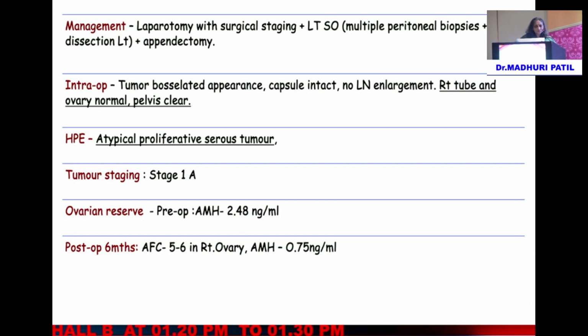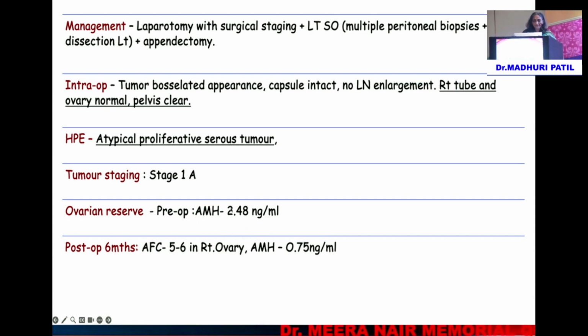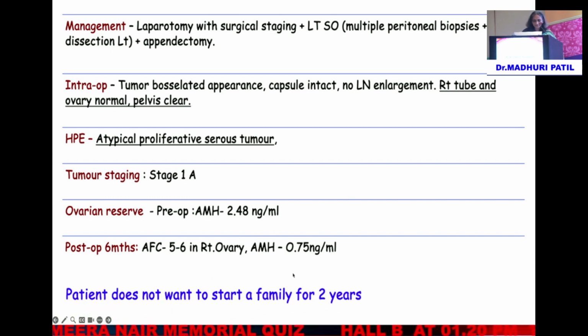The inside of the tumor had a bosselated appearance. The capsule was intact, no lymph node enlargements, right tube and ovary were normal. And the histopath showed atypical proliferative serous tumor. It was stage 1A. The ovarian reserve pre-op AMH was 2.48, and post-op AMH had reduced to 0.75. So the patient really does not want a family for 2 years. So what would you advise her regarding her future fertility?